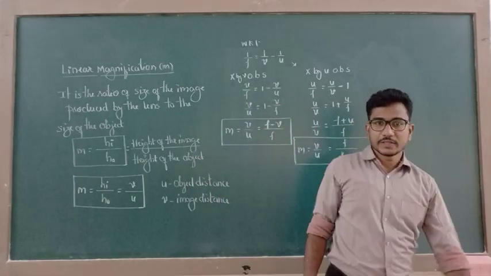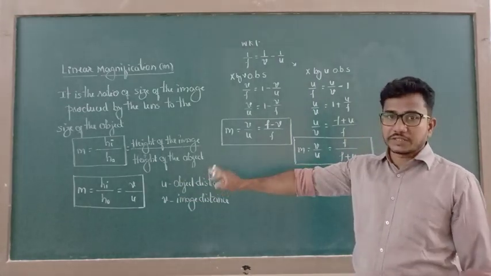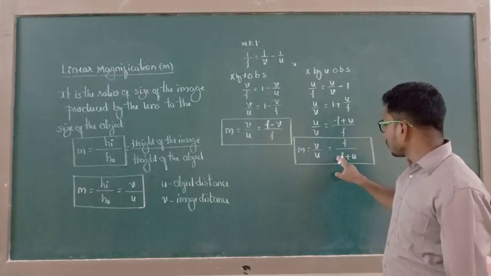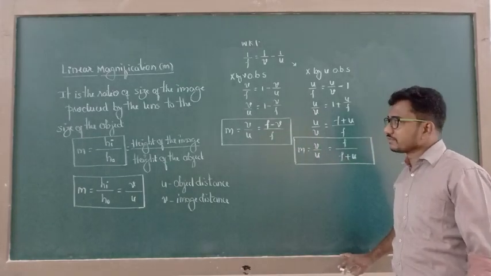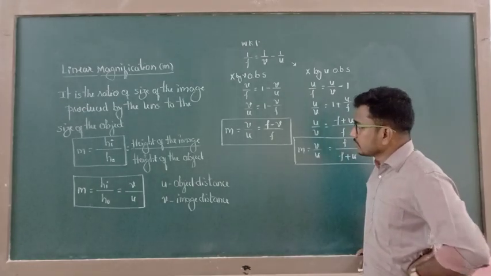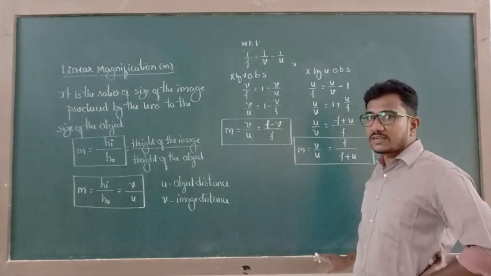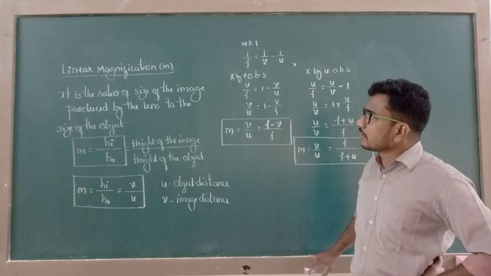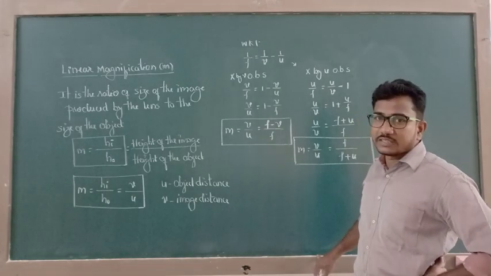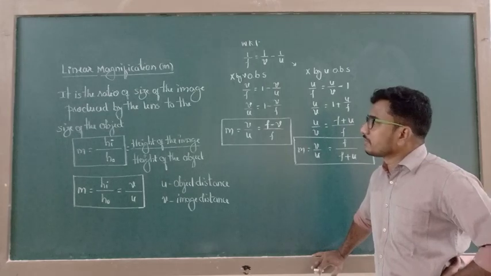So linear magnification in terms of height of the image to the height of the object, in terms of image distance and object distance, in terms of focal length and image distance, and in terms of focal length and object distance. While solving numericals in competitive examinations, these formulae are very important. Try to make a list of formulae of each chapter, then it is easy to recall the formulae during the examination, or you can recall those formulae daily, then you will become perfect in that.